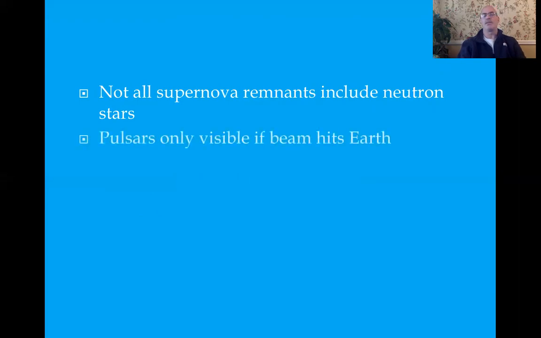Secondly, as we just mentioned, pulsars are only visible if the beam hits the Earth. Now, space is a big place, and this beam, if it's whirling around, there's only really a plane that this beam is going to be revolving around in.